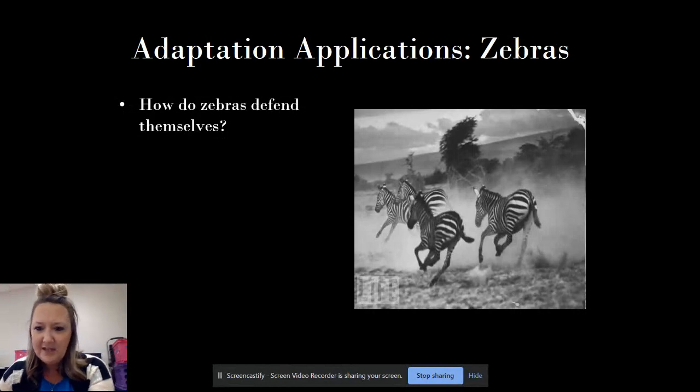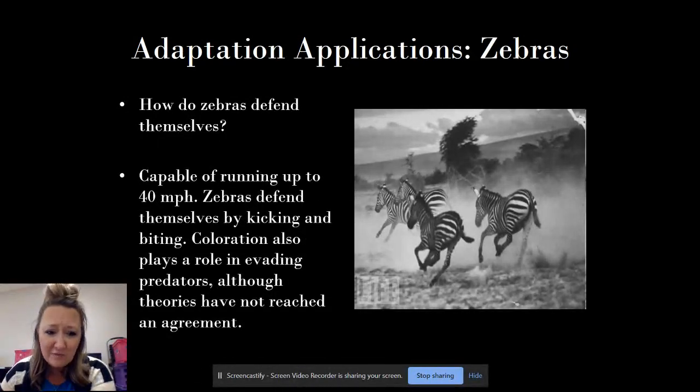How do zebras defend themselves? They're this crazy black and white striped horse-looking animal. How do they protect themselves? Well, they can run really fast. They can also, if you've ever been around a horse, kick and bite just like horses can.